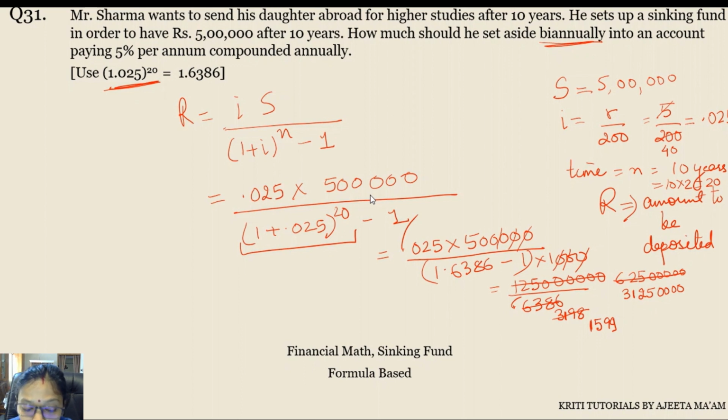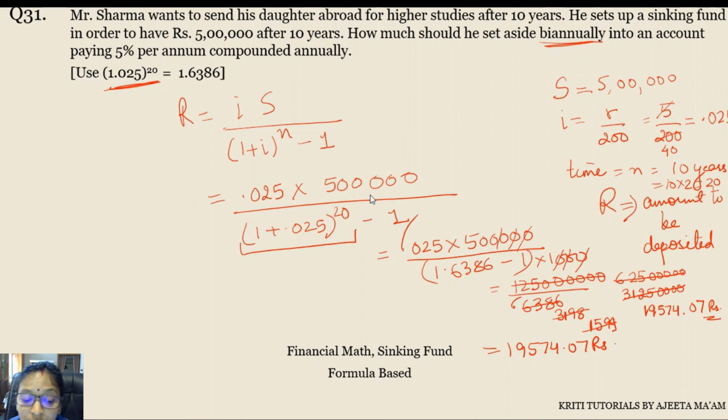Now if I divide it, what we are going to get, suppose I do the long division, so what will I get, 1, 9, 1599, 574.07, right? So this is the amount which has to be deposited by him, right? Every 6 months. So this is the amount that he has to keep aside in every 6 months to get 5 lakh rupees after 10 years. So he will have to keep it 20 times. That is very, very important.